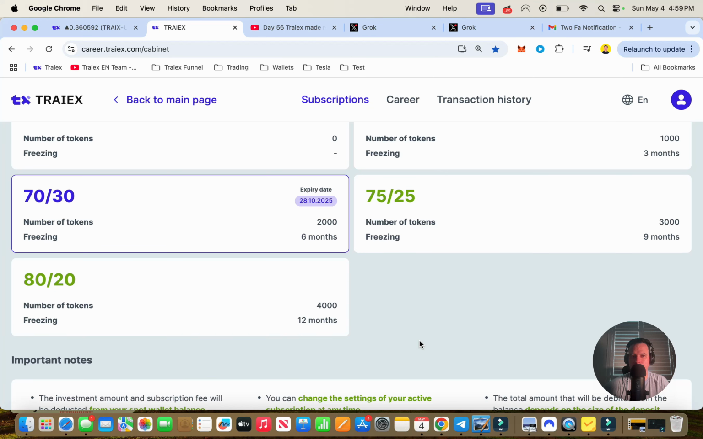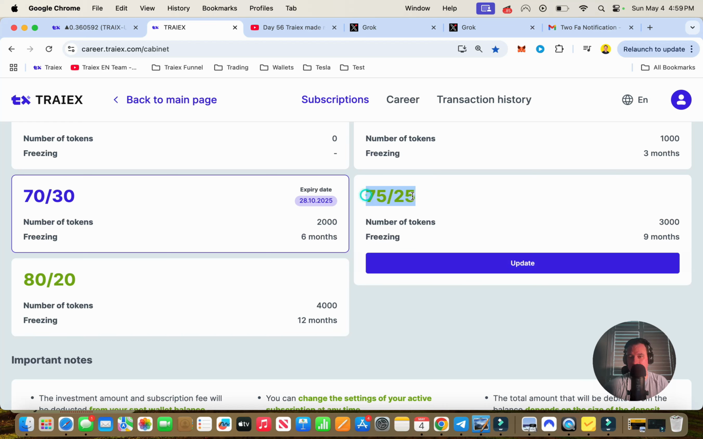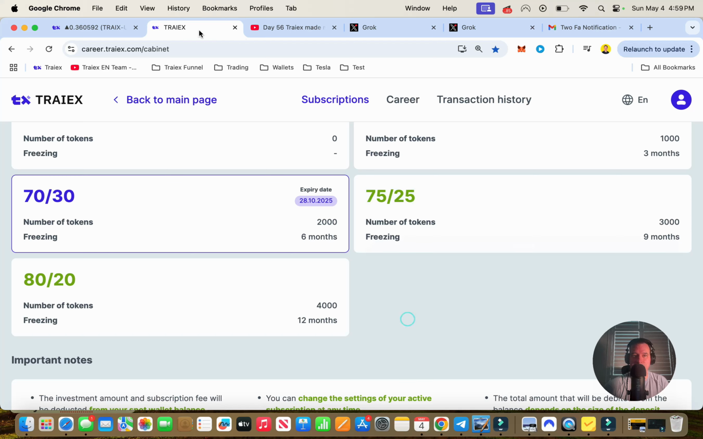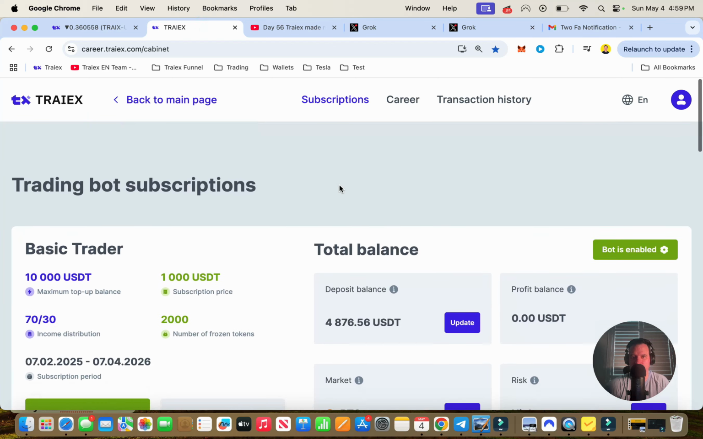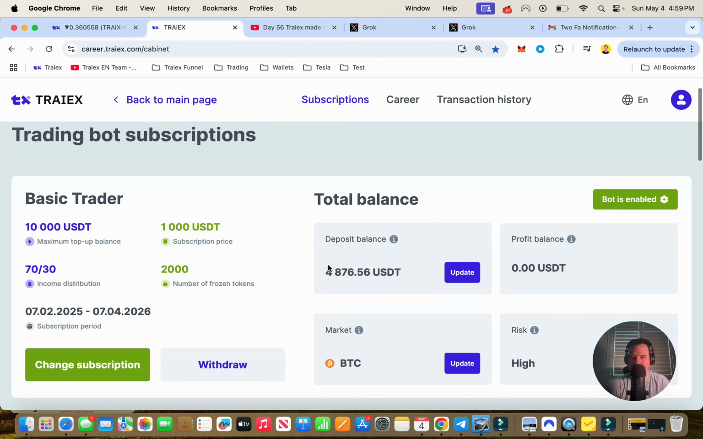So probably, what day is today? Today's Sunday. So yeah, probably by the end of this week, I'll be at 75.25. And then depending on the price of the token, like this is what I'm saying, next week it could shoot back up here and we could be at 0.50 for the token. And then I'm not going to buy it at 0.50 because it makes more sense for me to build this amount if the token is that expensive.